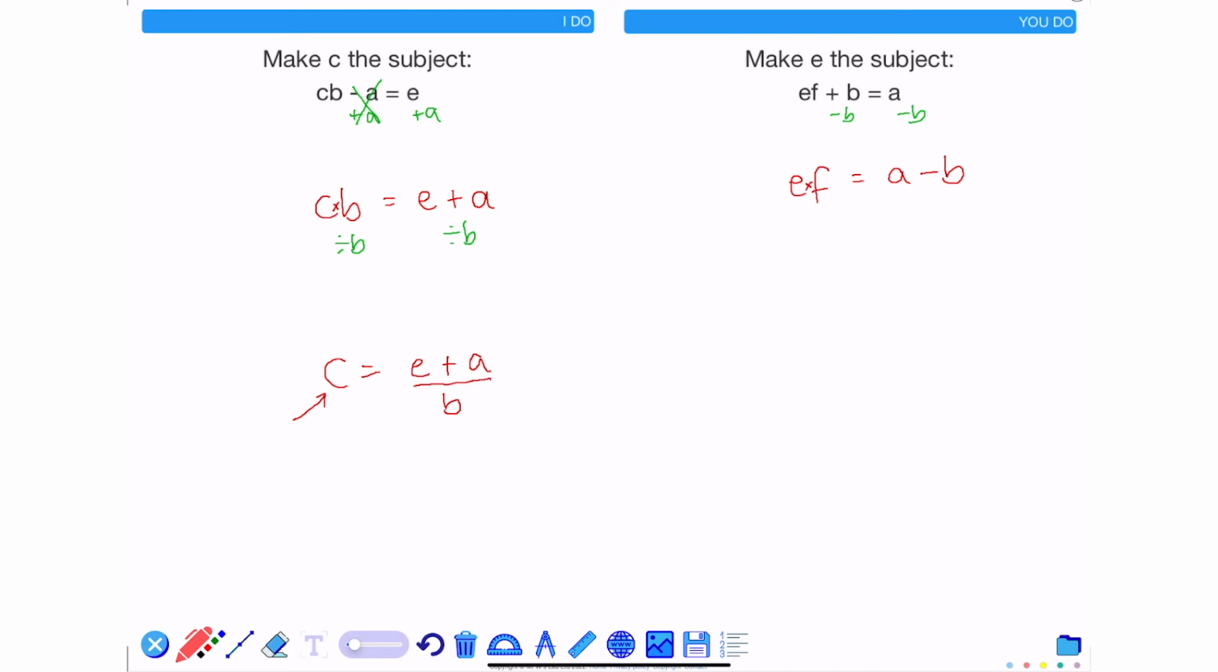The opposite of times by F is to divide by F. So dividing both sides by F would leave me E is equal to A minus B all divided by F. I've now made E the subject of the formula.